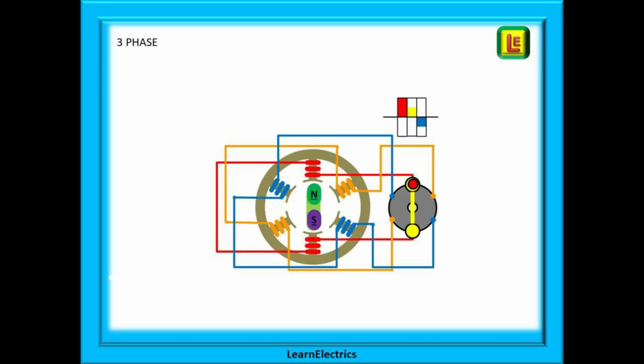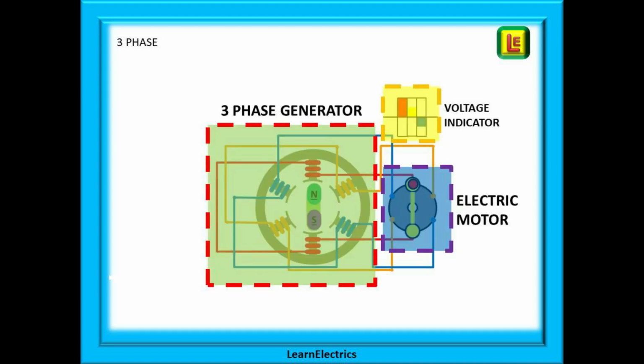Here is our generator, and instead of just a red set of coils, it now has a yellow set and a blue set. On this drawing we have the generator and an electric motor that the generator will supply power to.